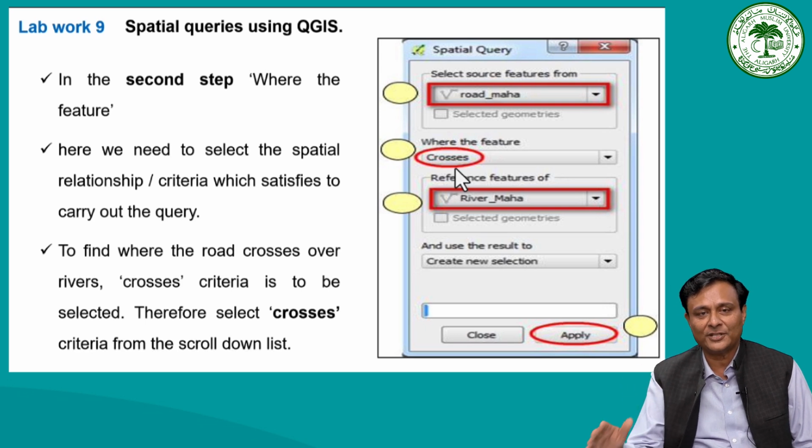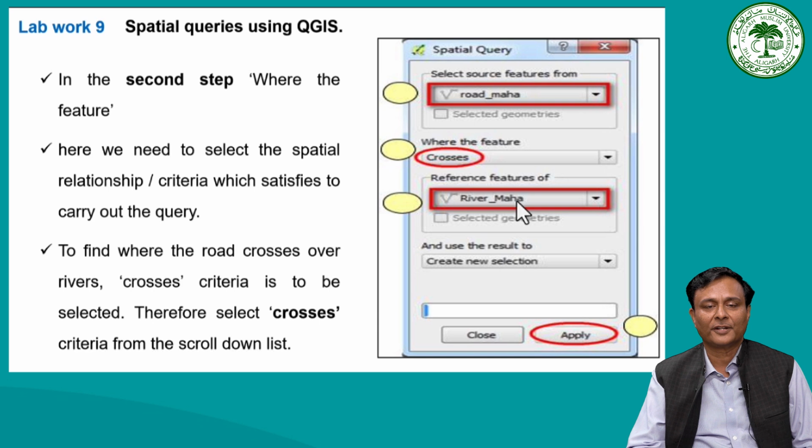Now, another line feature, as we have said, is the river. So river Maharashtra I would select. So the reference feature is river Maharashtra. When we select this, we would apply.